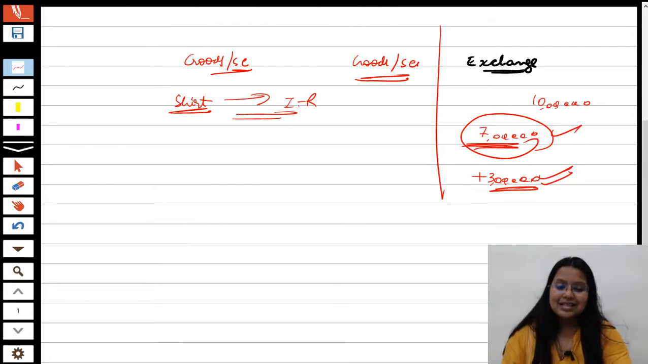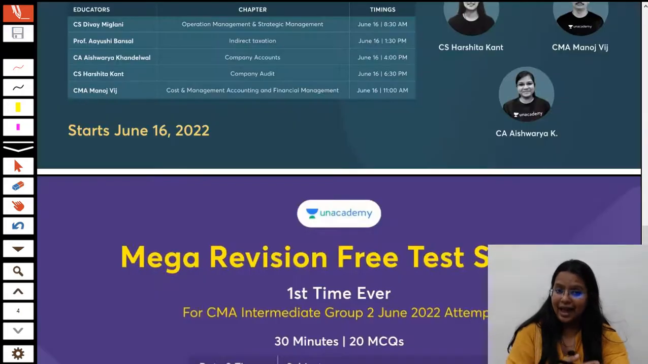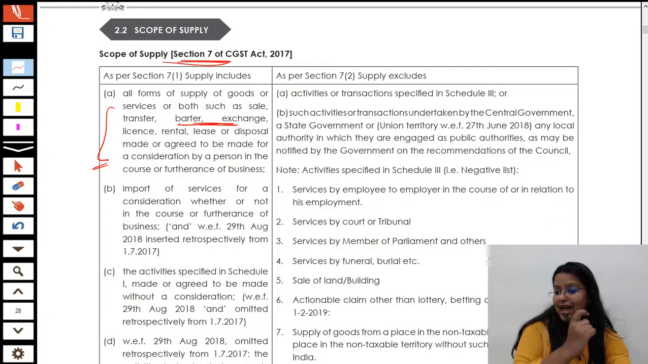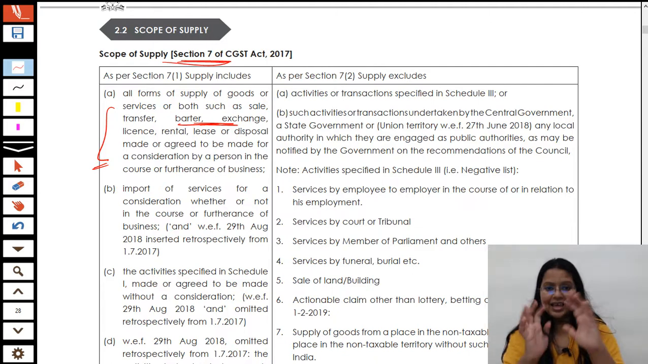As this is a marathon revision series, I am using a high speed pronunciation of these words. I hope you are fine with it.